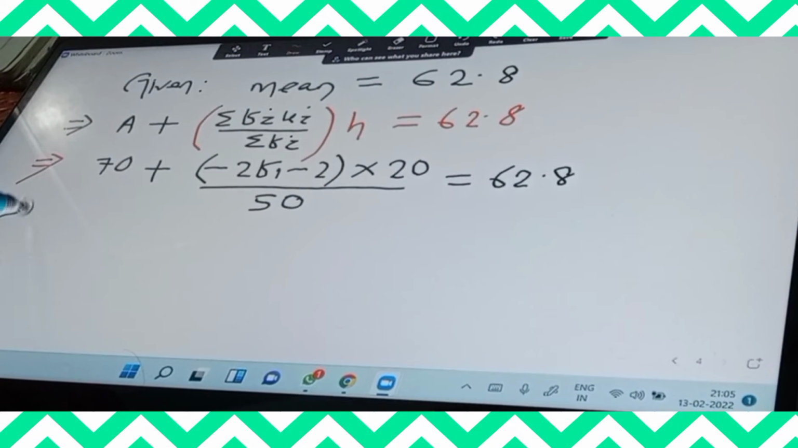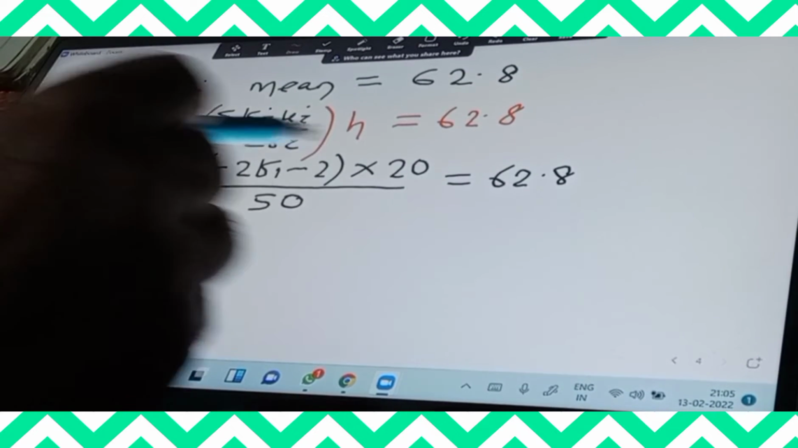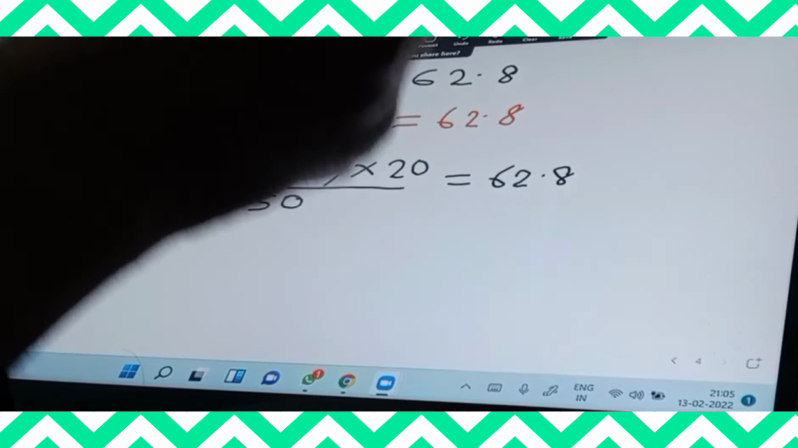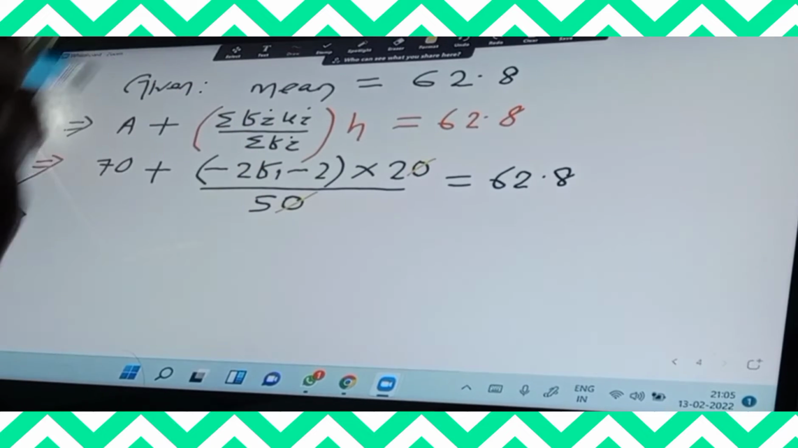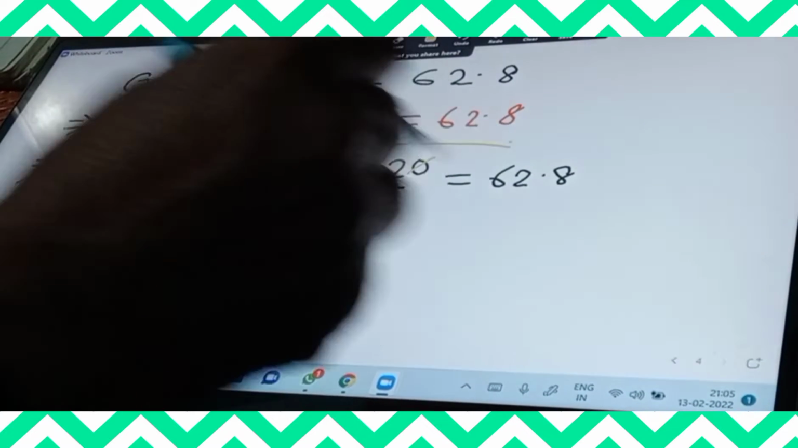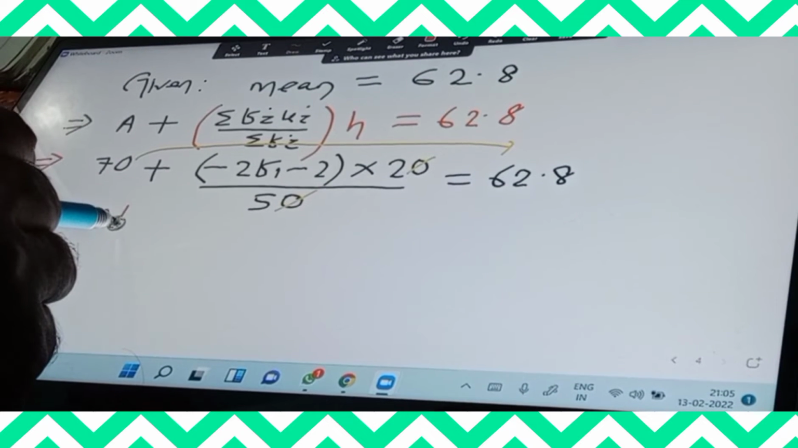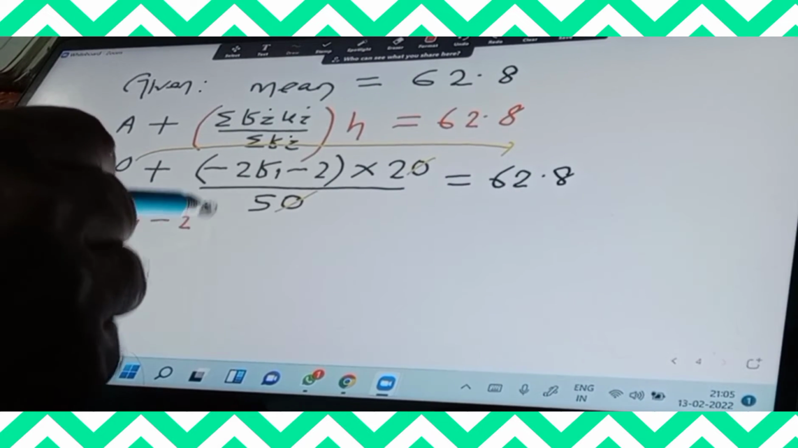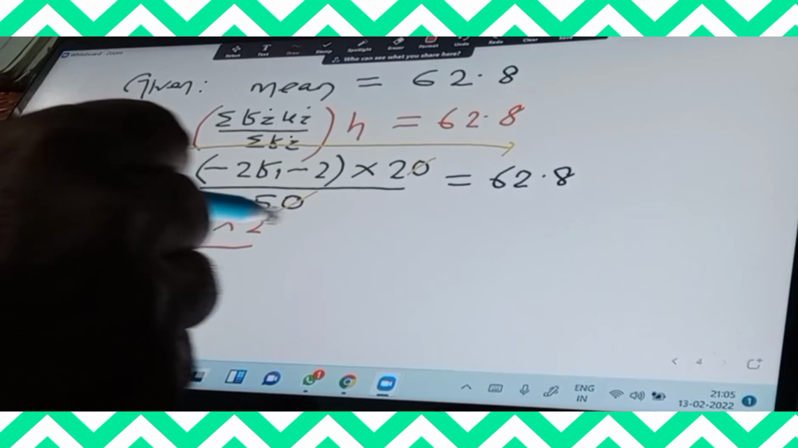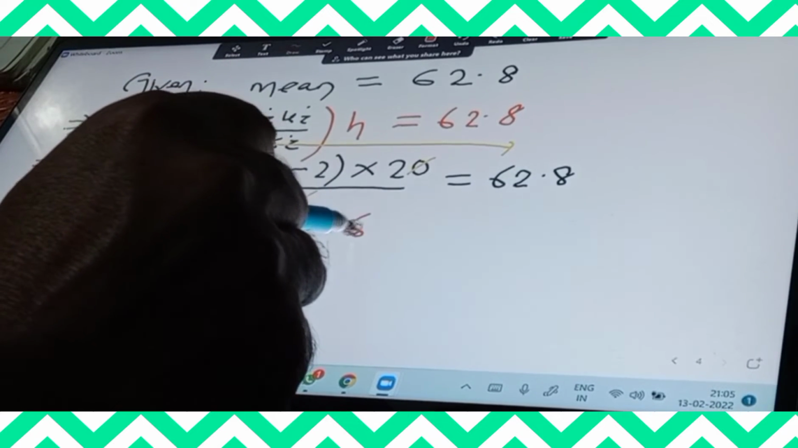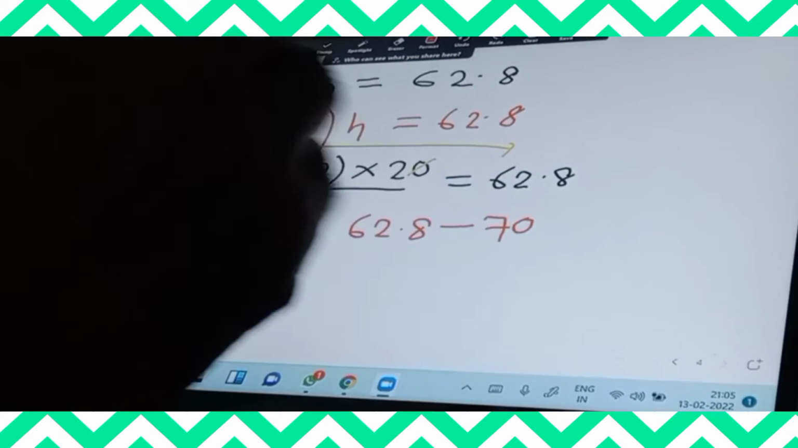Then find out the value here. The minus 2 f1, if you multiply this, you can cancel the 0s here, and 70 will transpose to the right side. So after transposition you will get minus 2 f1 minus 2 into 2 divided by 5 is equal to, what is the value? Tell me. 62.8 minus 70.